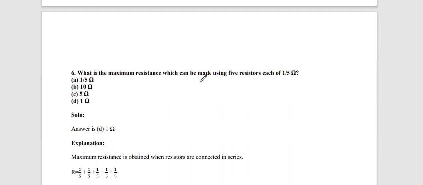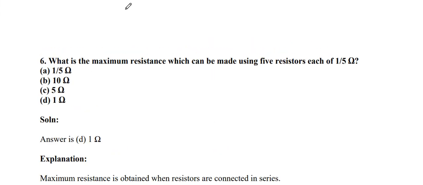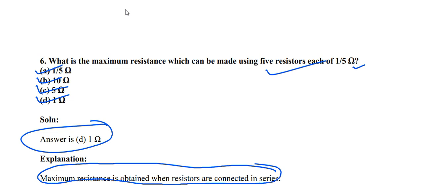Now you see, what is the maximum resistance which can be made using 5 resistors each of 1 by 5 ohm? A equal to 1 by 5 ohm, B equal to 10 ohm, C equal to 5 ohm, D equal to 1 ohm. The answer is 1 ohm. Why? Maximum resistance is obtained when resistors are connected in series, right? So we go through 1 ohm.